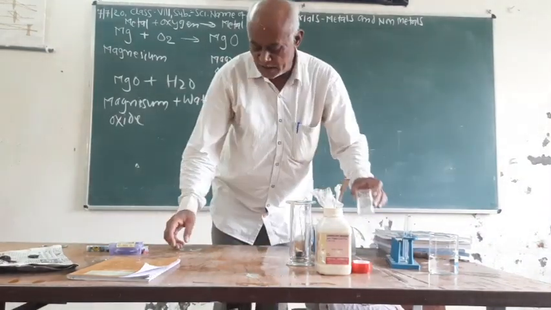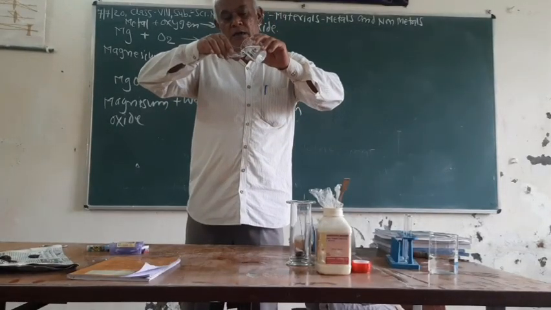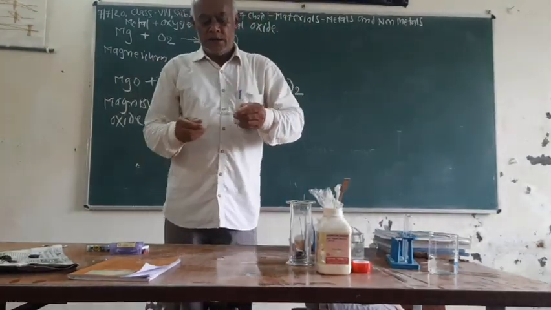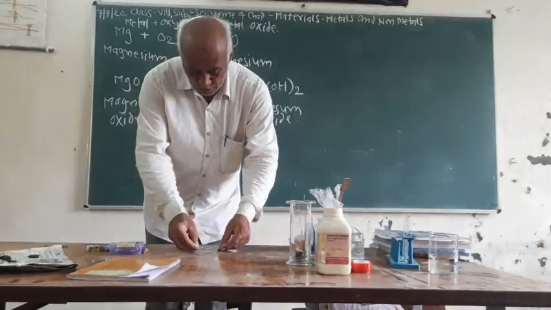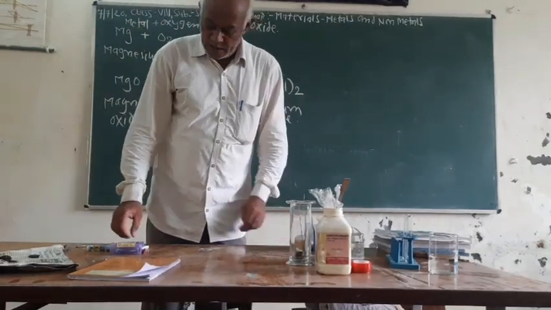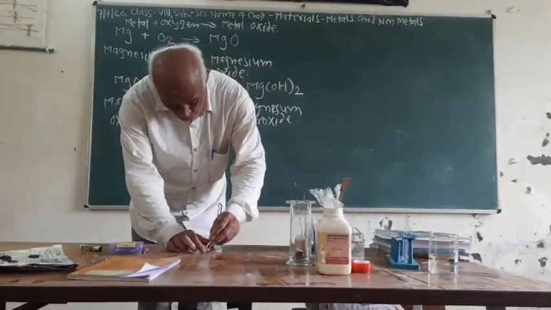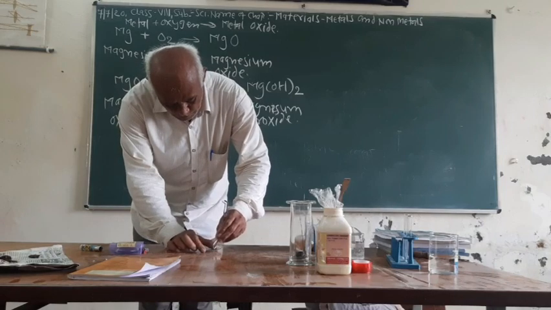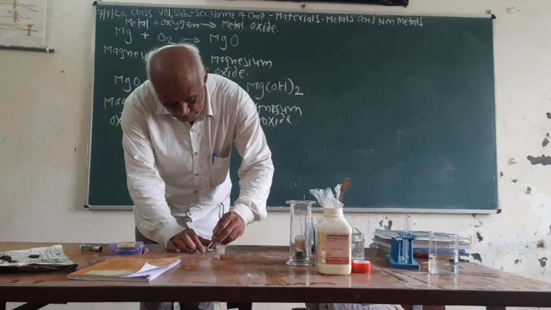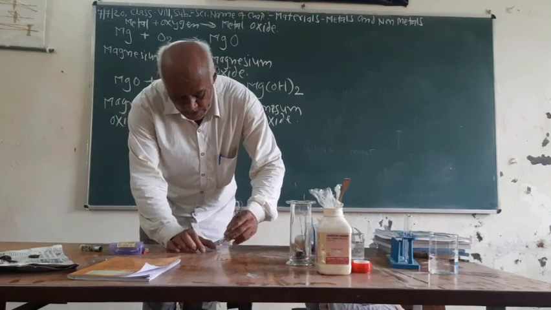Let us see what the chemical nature of this metal oxide is by dissolving it in water. So I add some drops of water into a watch glass containing magnesium oxide, that is the metal oxide, and I try to dissolve this metal oxide in water. Actually, this magnesium oxide reacts with water and produces magnesium hydroxide.